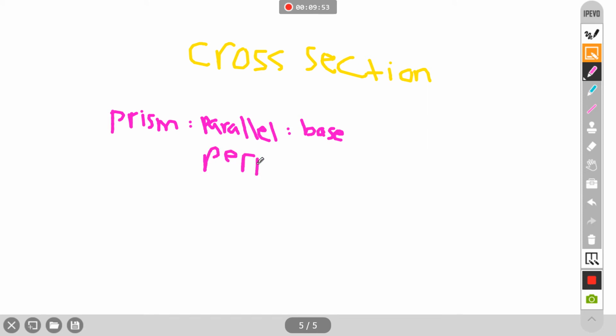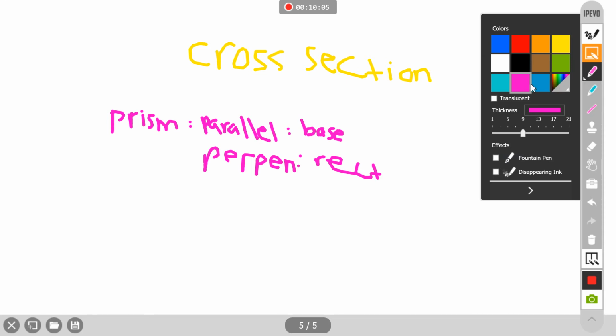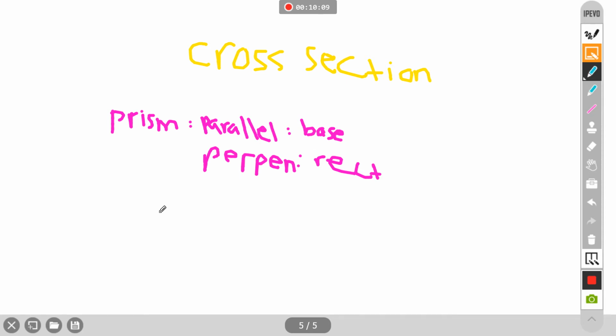Okay, so we'll just call it perpendicular. A perpendicular cut is going to be a rectangle, always. Okay, now if we're talking about a pyramid, it is a little bit different.